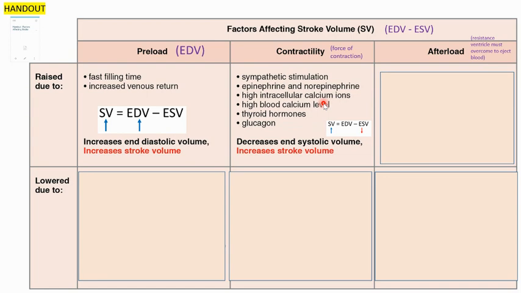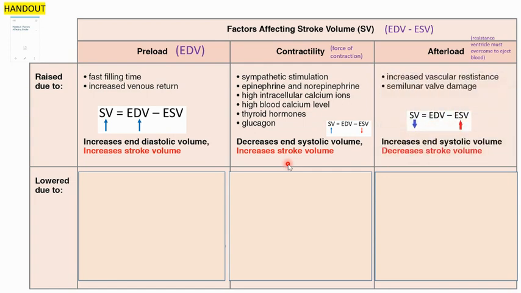Higher intracellular calcium ions, I'm not going to ask you about that one. High blood calcium levels, I'm not going to ask you about that one. High thyroid hormones, I'm not going to ask you about that one. And glucagon, I'm not going to ask you about that one. So basically know these first two bullets, okay? And then, again, like we said, if you lower end systolic volume, meaning you're pushing more blood out of the heart and there's less blood in the heart after contraction, which is what this is right here, then if you decrease end systolic volume, you will ultimately increase stroke volume.